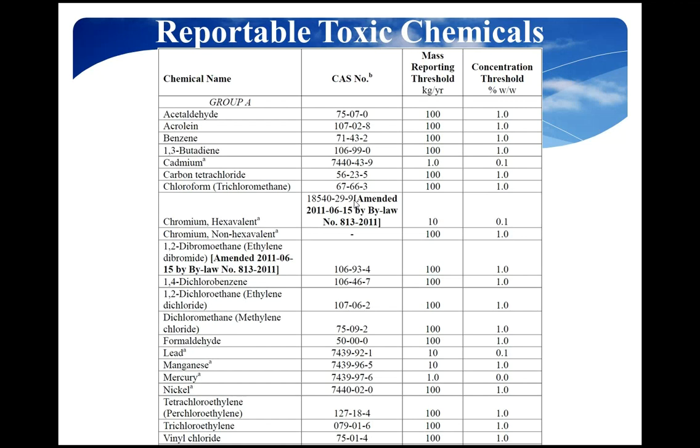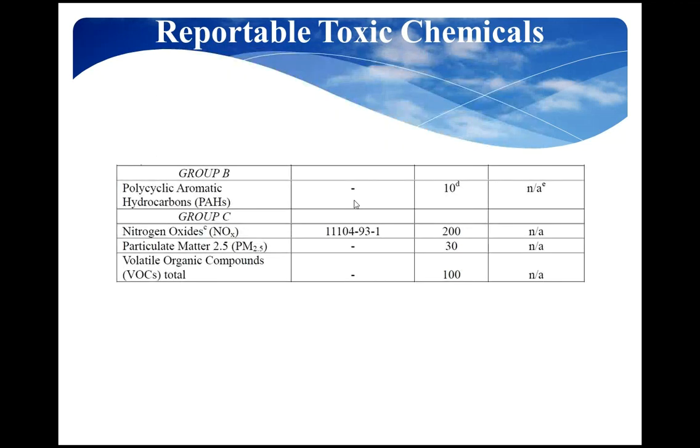And concentration thresholds can vary as well. The rest of the chemicals for ChemTRAC are in Group B, which are PAHs, and then Group C. So between those two slides, that's all of the chemicals for ChemTRAC. So it's a significantly smaller list that you have to deal with, but it's also smaller reporting thresholds that you have to deal with.